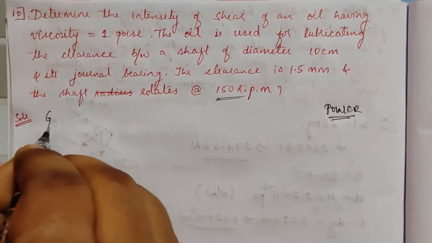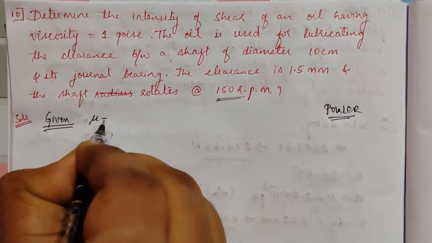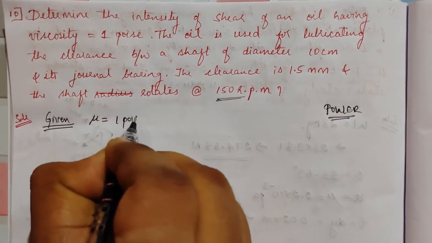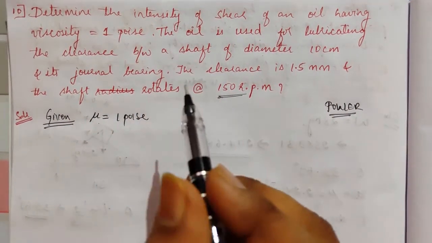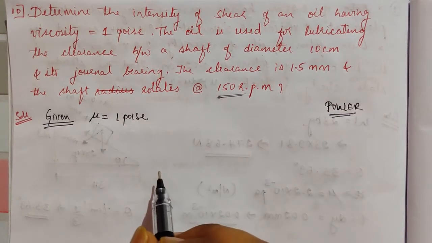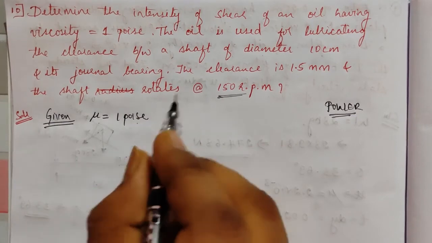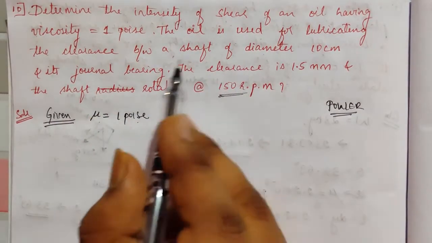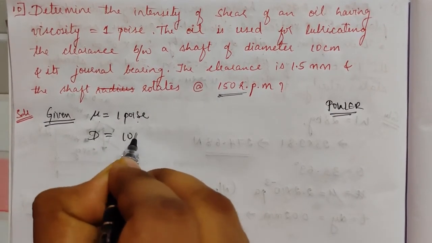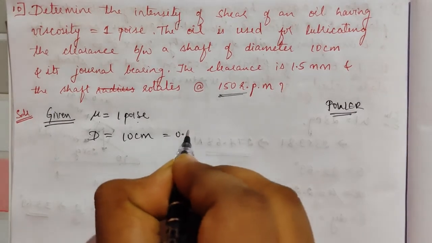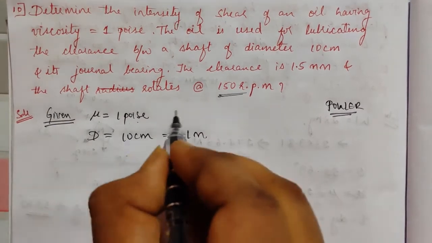First I will write what is given. Dynamic viscosity is given, that is 1 poise. We need to find the intensity of shear. Intensity of shear means tau. We need to find that. The oil is used for lubricating the clearance. Next, D I will take as 10 centimeter, which is nothing but 0.1 meter. So mu is 1 poise, right?